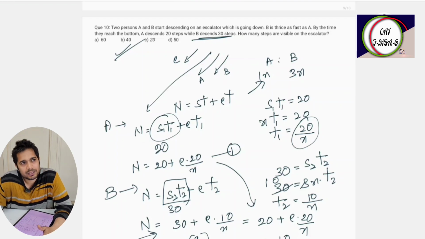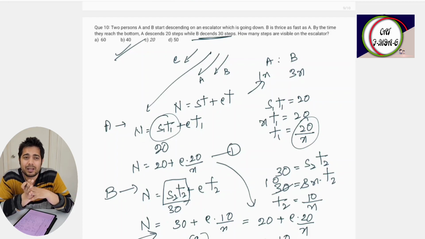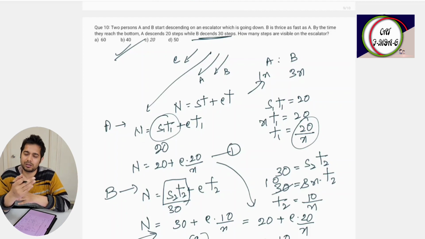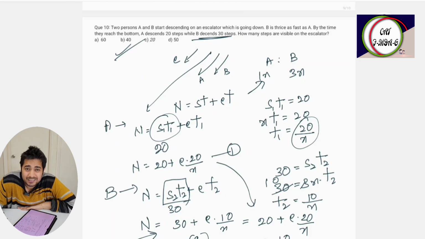In races, I have given a separate video also, you can watch it from the channel. Dead heat is when they are finishing at the same line, and here also distance is equal to speed into time. You have to remember this. Whatever beat distance is there, you have to subtract from the whole distance. That's how you are going to solve the races questions.